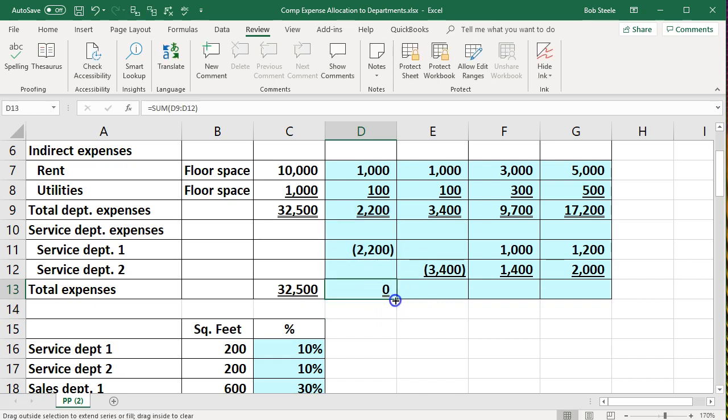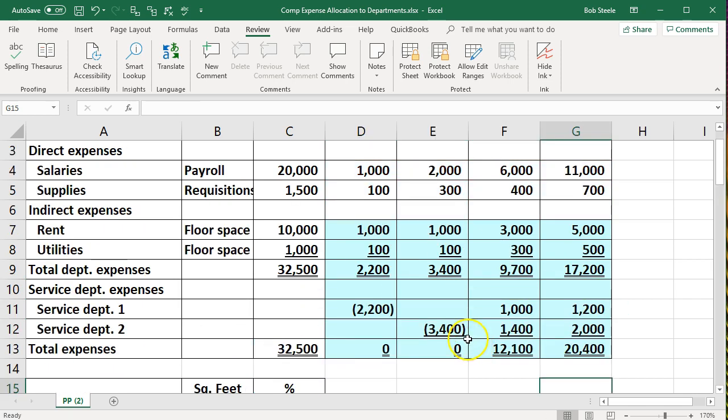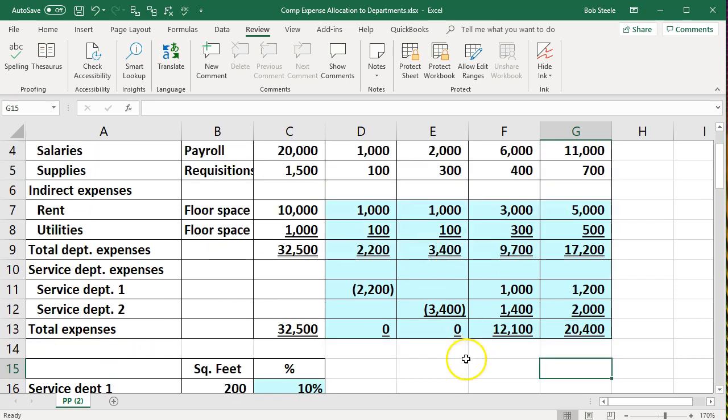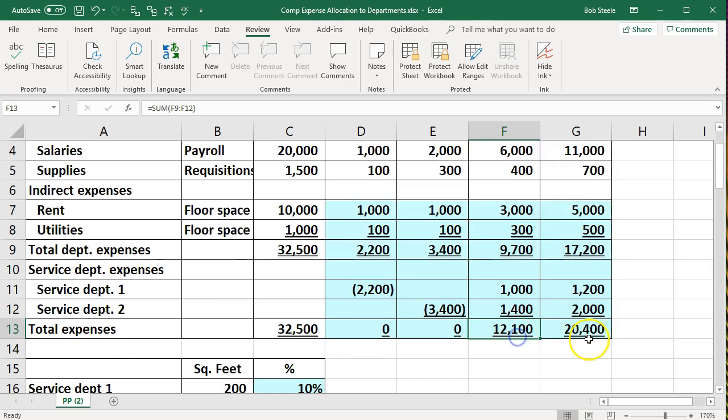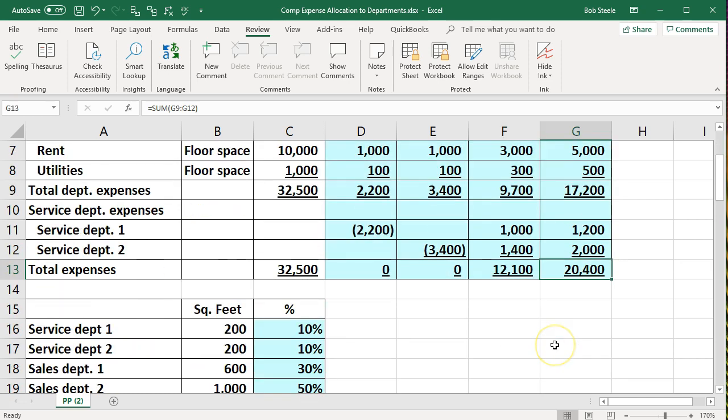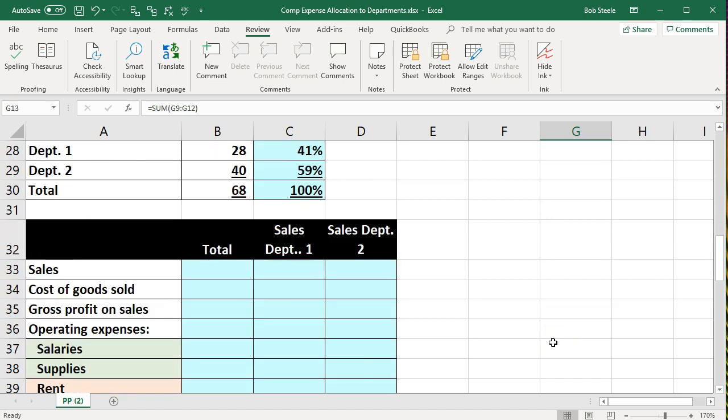We'll do that same allocation across, and we'll see, of course, that the service departments go down to 0 because now we've allocated their costs to the sales departments. So now we've allocated them to the sales departments, and there we have our items. Now we'll take a look at our income statement for the service departments.